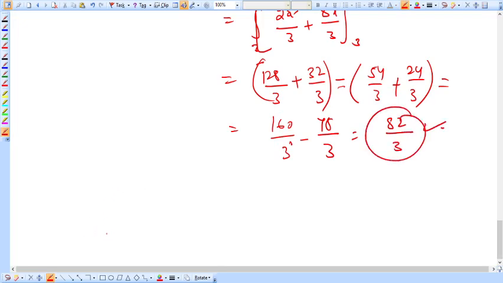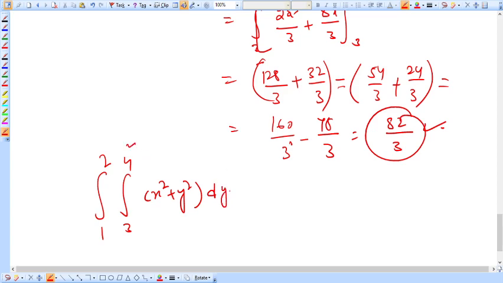Now compute the integration from 1 to 2, 3 to 4 of x square plus y square, because we have to verify that if you change the order of the integration, it would still be the same. Since this is the limit of x, we are going to write x inside and y outside.